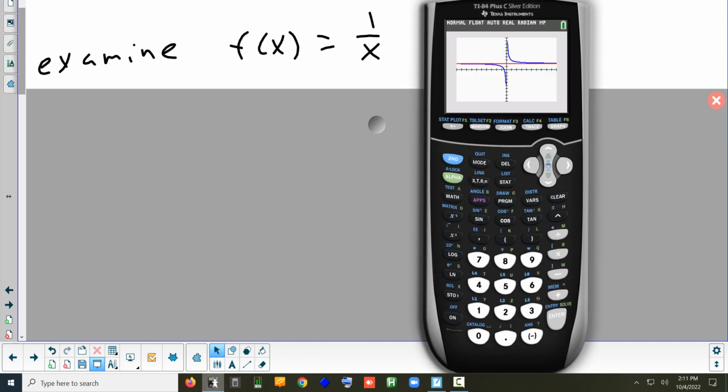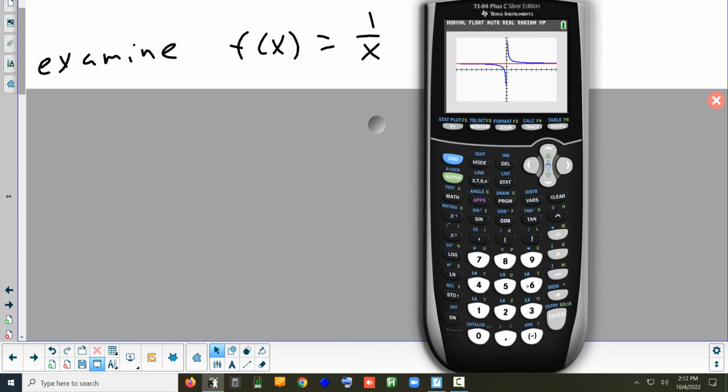Did I change my window? Yeah. Nope, I left it out of the standard window. But it is important that you put that 1 over x in parentheses. Yeah, I did. It's just a straight line. And you did a zoom 6? All right, there you go. Oh, did it work? Yeah. Okay.